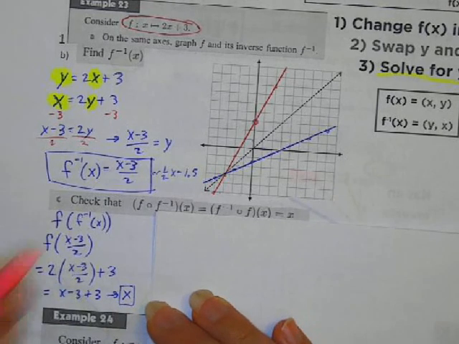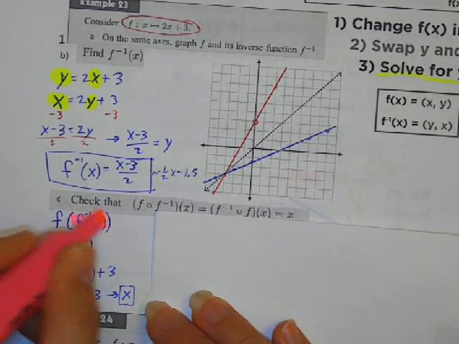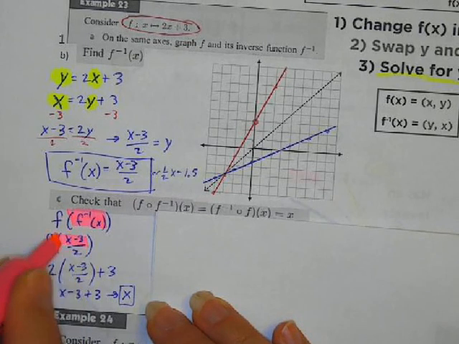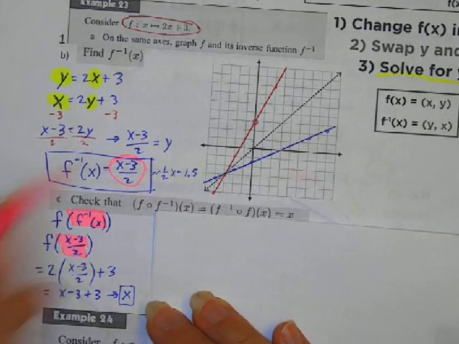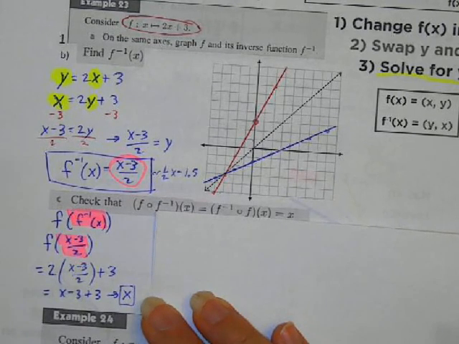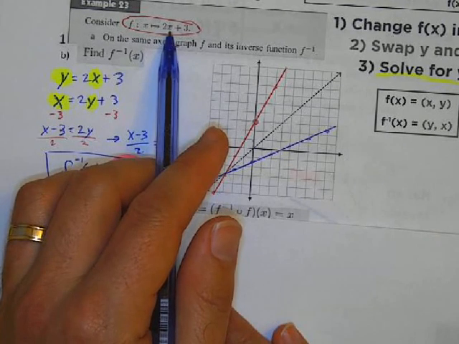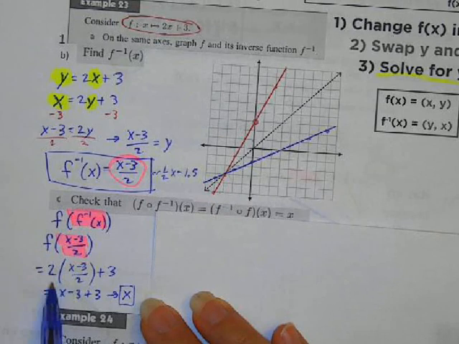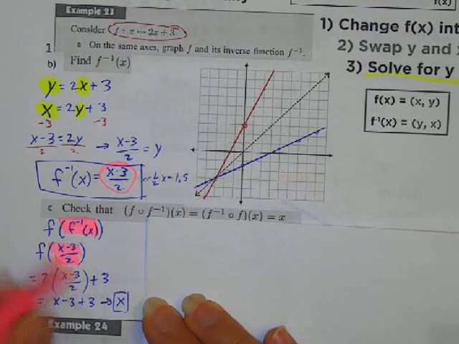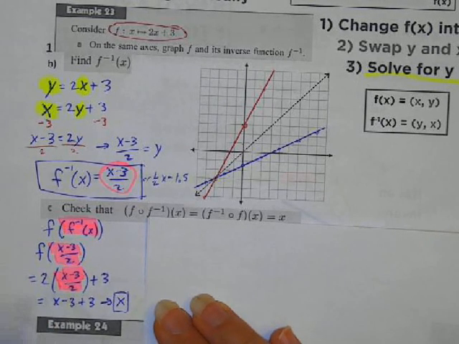f of x. My inverse function we just showed was equal to x minus 3 over 2. So my original function is 2 times whatever that stuff is plus 3. Now if I'm simplifying this, I'm going to divide both sides. The 2's can cancel out, and then I have x minus 3 plus 3, and then I get x.